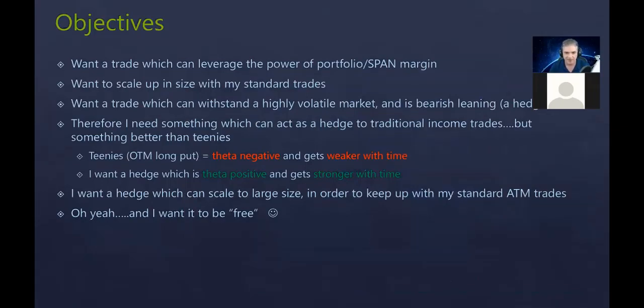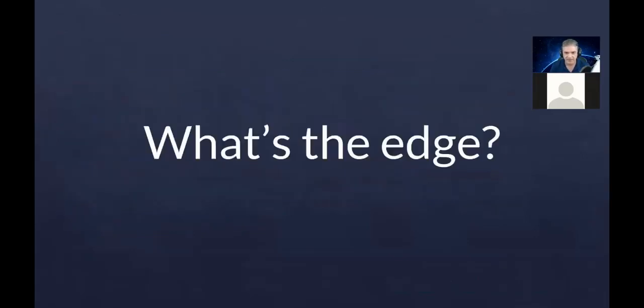So the whole concept here is this was the very first type of hedge that I started with. I was looking to add a hedge, and I'd done teenies, which is essentially out of the money long puts that are cheap, and they're fine. They work pretty well actually, but they're negative theta and they get weaker with time, right? So the objective was to see if I could create something that was positive theta and actually got stronger with time, and I wanted it to be as close to free as possible. Okay, and that was the mentality in looking at this particular thing.